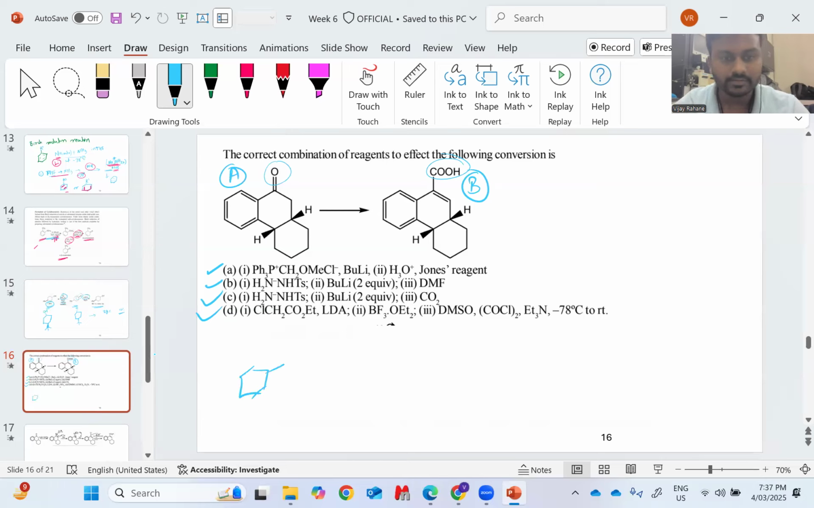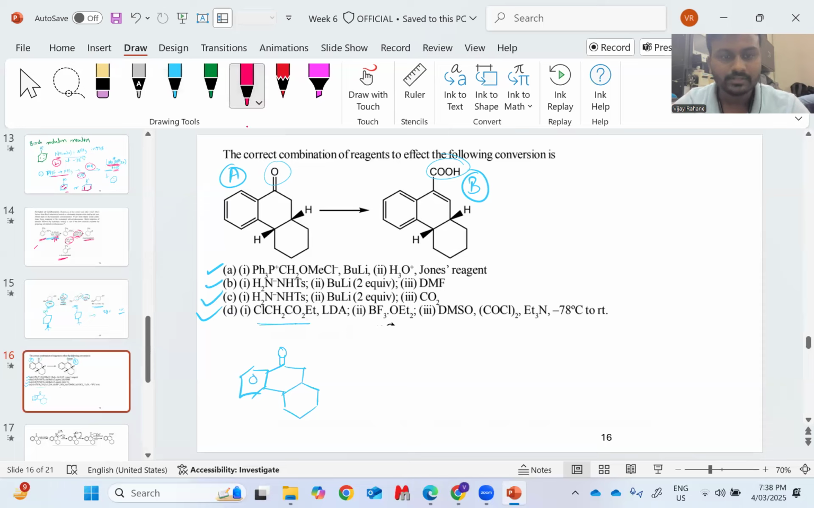If you look, we'll go one by one. So in this case, we start from the first, which is the Wittig salt, right? So this is the Wittig salt, and in place of butyl lithium.